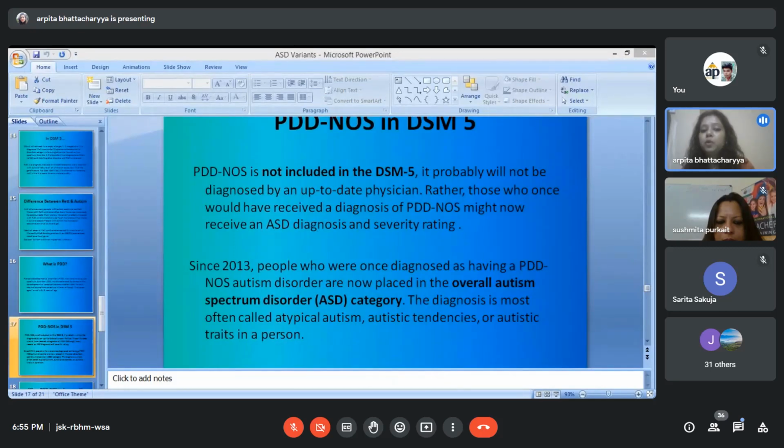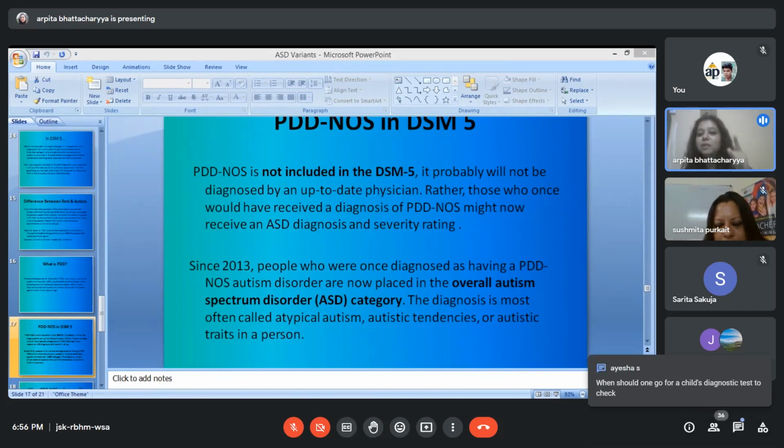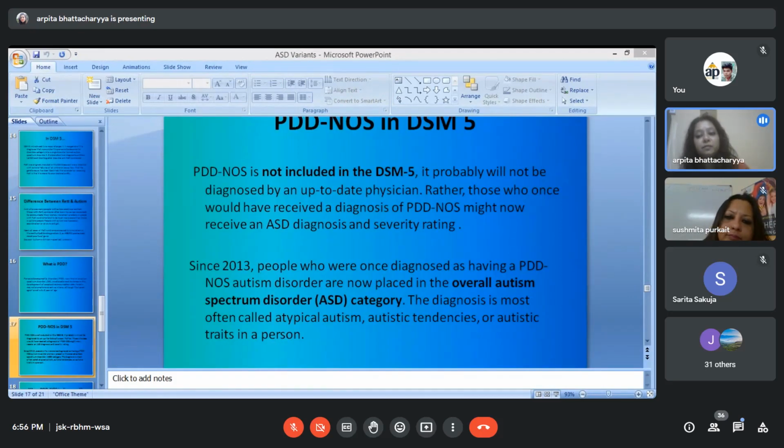Since 2013, people who were once diagnosed as having PDD-NOS, autism disorder, are now placed in the overall autism spectrum category. As I said, the diagnosis is most often called atypical autism, autistic tendencies, autistic traits in a person. The features are present, but I cannot say the child is having ASD. So that child will be diagnosed with autistic tendencies or autistic traits, atypical autism. Previously, that child used to have a diagnosis of PDD-NOS, not otherwise specified. Now it would be written as atypical autism, autistic tendencies, autistic traits in a person. So this is the difference from DSM-4 to DSM-5 we are having right now.